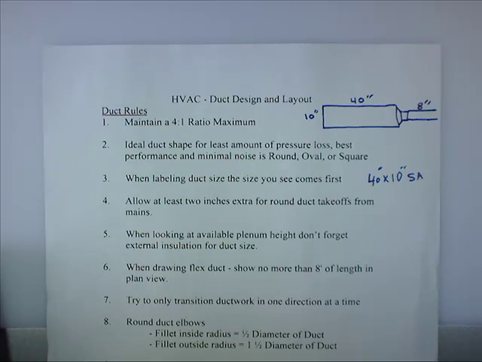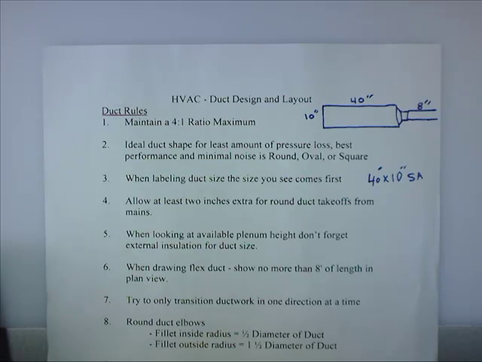If I have 12 inches there, then I can't have ductwork that's higher than 12 inches. Now, with that being said, number 5 says, when looking at the available plenum height, don't forget about external insulation on duct size. So there are 2 different ways that you can insulate ductwork. You can either insulate on the inside or the outside. Regardless of which one you do, you have to add an extra inch on each side to accommodate it. So if I had 12-inch height in my plenum, the highest ductwork that I could actually have would be 10 inches.